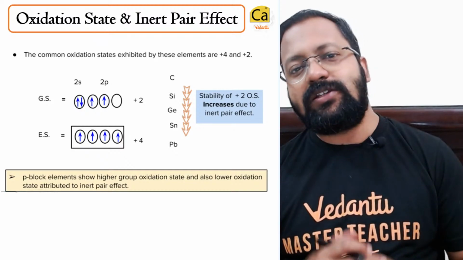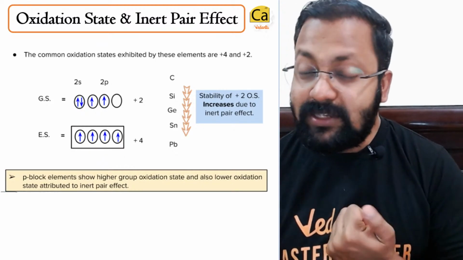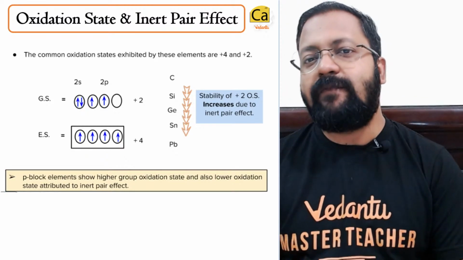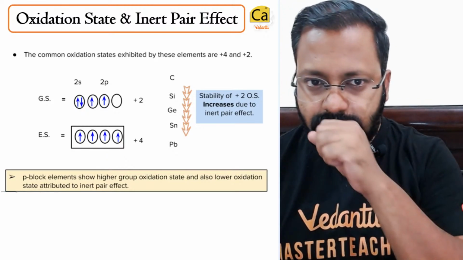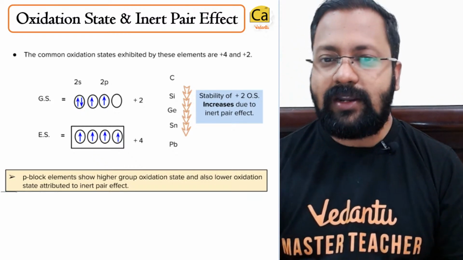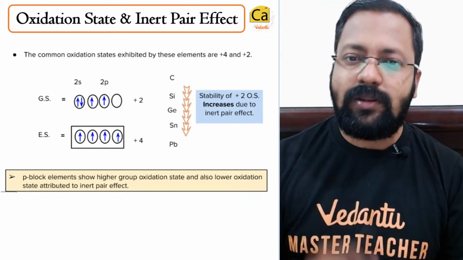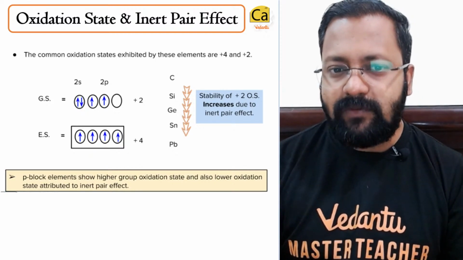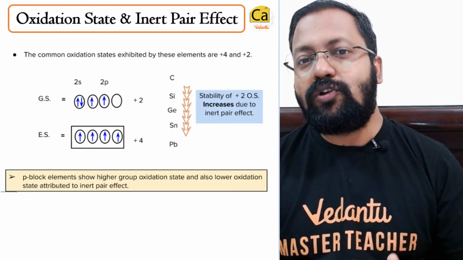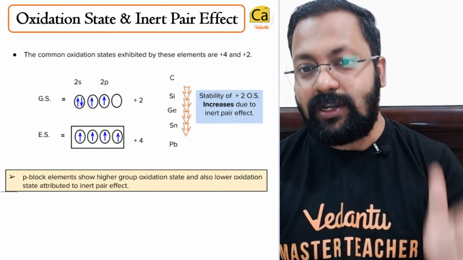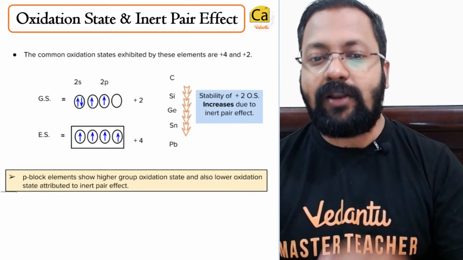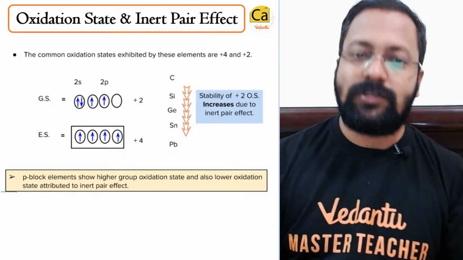Now, again, oxidation state and inert pair effect. We have discussed inert pair effect in group 13. Inert pair effect is the phenomenon that we observe when an element does not show the highest oxidation state possible for that group. It tries to show the lower oxidation state.